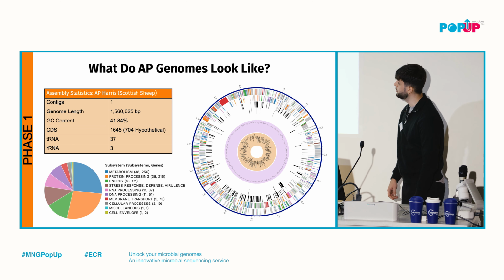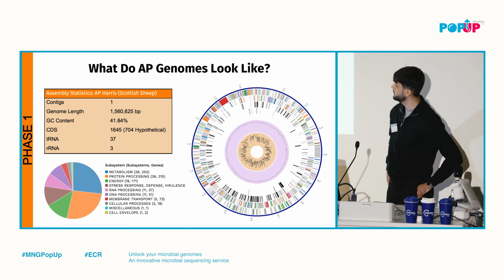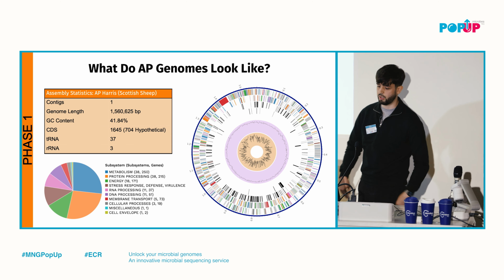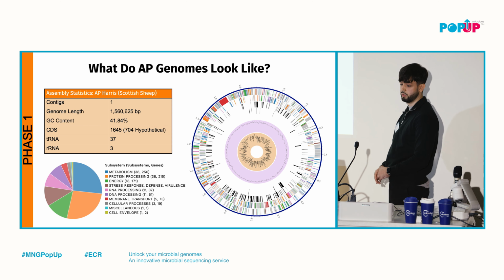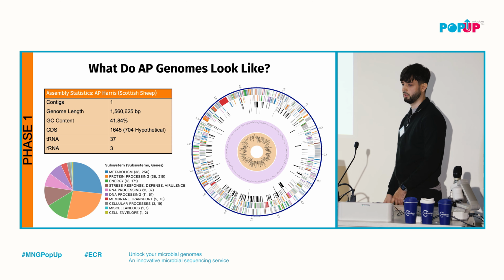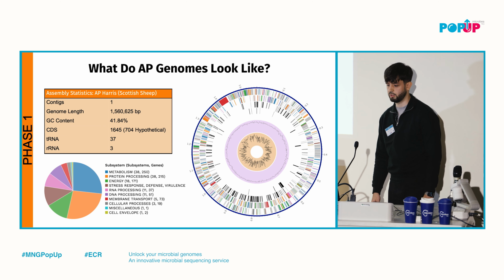And so this is what an AP genome looks like. As you can see, it's a complete assembly for the Harris strain, which came from Scottish sheep. The genome length is just over 1.5 megabases, with a low GC content of 41.84%, which is typical for a Rickettsia bacterium.